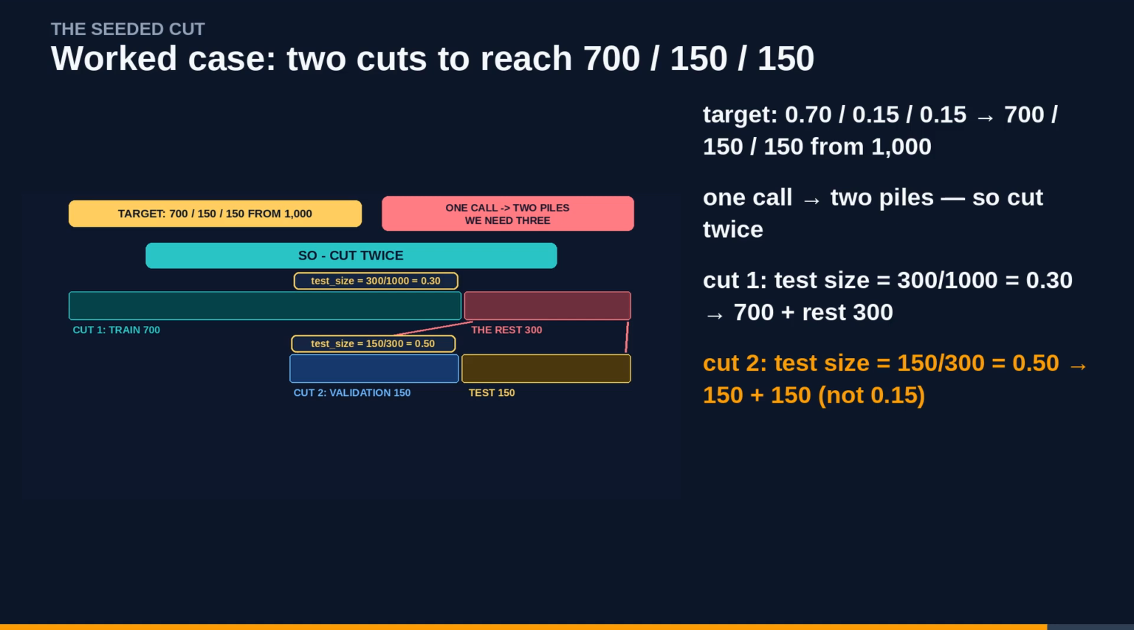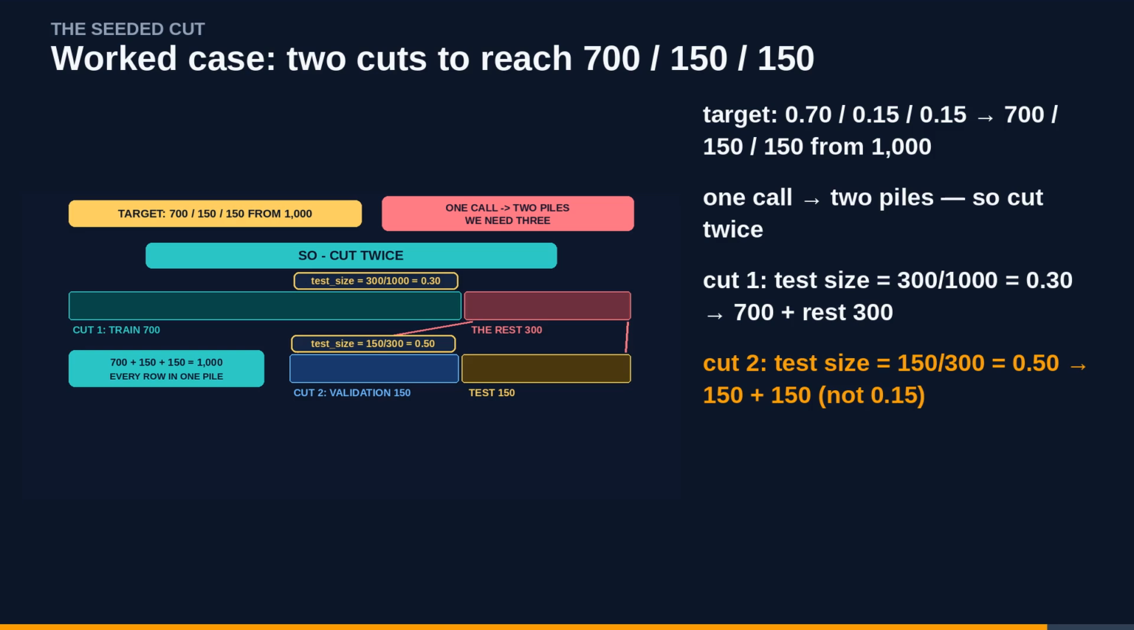Check nothing was lost or doubled. 700 plus 150 plus 150 is 1000. Every row landed in exactly one pile. Pass test_size 0.30 on the first call and 0.50 on the second, with random_state pinned on both.